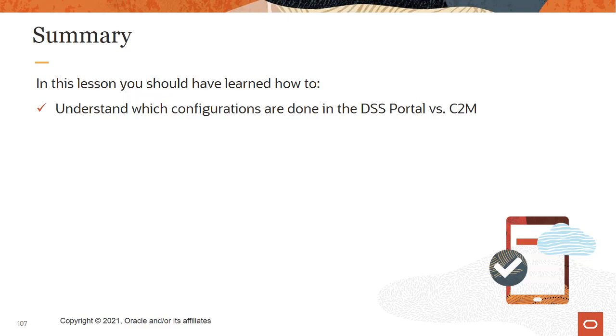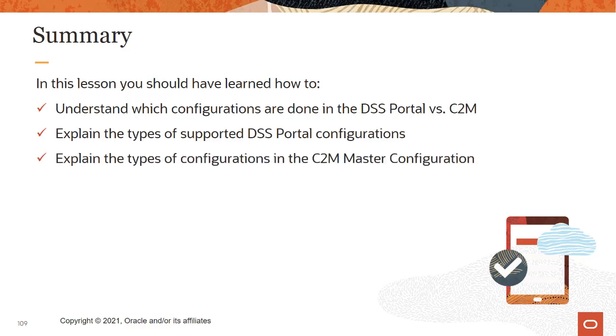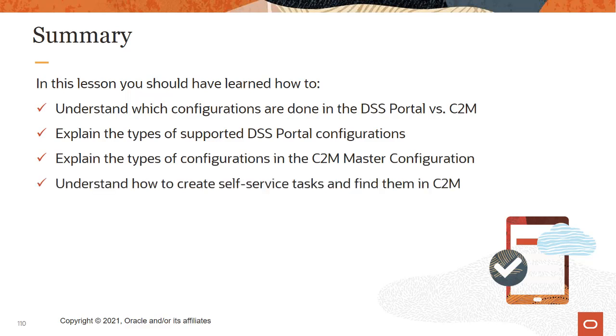After watching this video, you'll now be able to understand which configurations are done in the Digital Self-Service or DSS portal and which are done in the Customer to Meter or C2M system. You'll be able to explain the types of supported DSS portal configurations, as well as the types of configurations in the C2M master configuration. You'll understand how to create self-service tasks and how to find them in the C2M system.